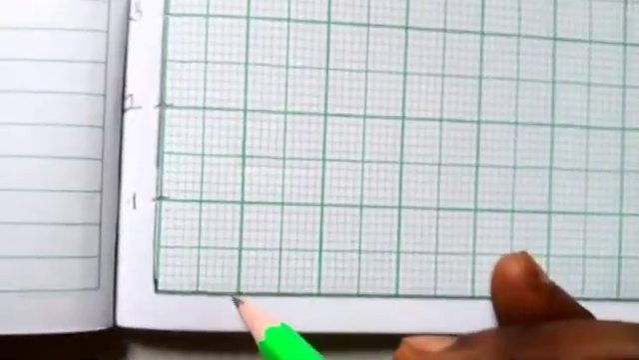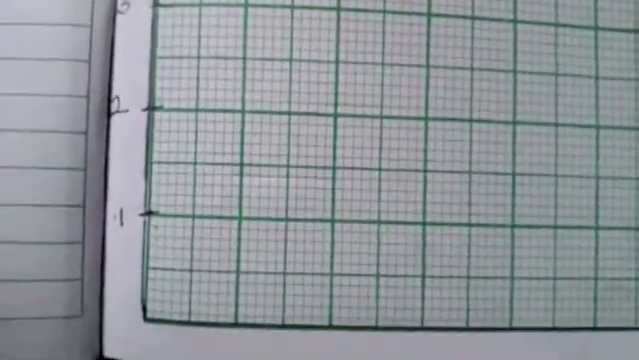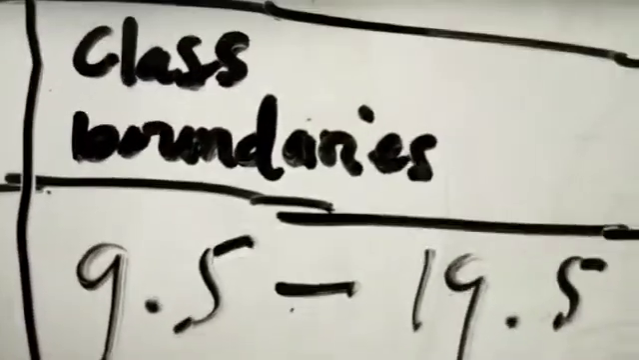So from here, what is to be the number at this point? Remember, we say class boundary. Boundaries are the edges, right? The edges of, let's say, your classroom. So the boundaries are the edges of your classroom. So you start by numbering here to be 9.5, right?